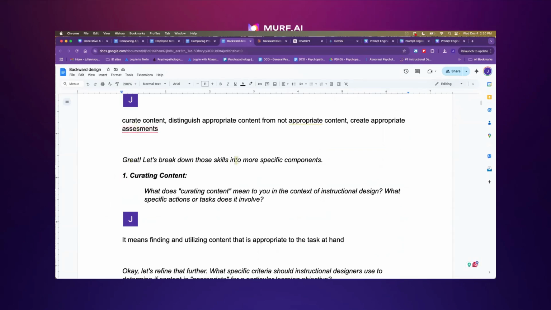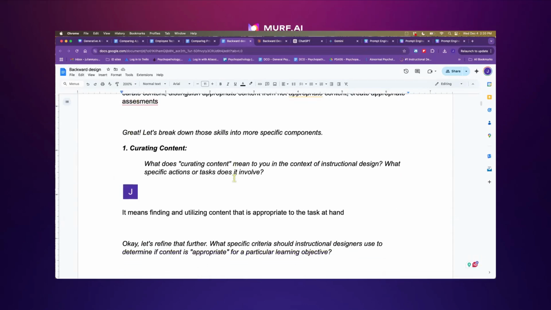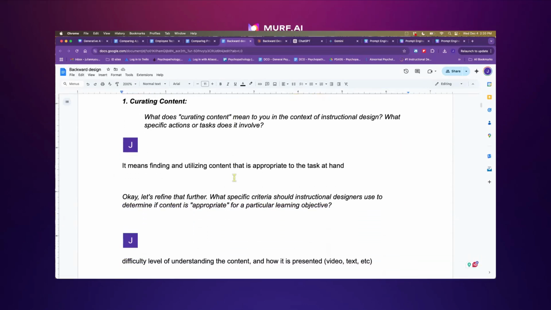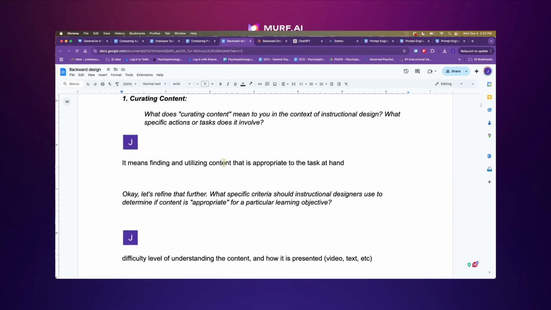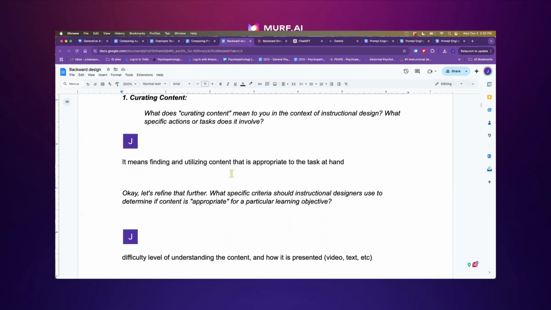It's asking me, what components do they need to know about? Curating content. And it says, well, what do you mean by curating content, Juliann? Because I might think of something different. And so I have to give it that boundary and say, for me, it means finding and utilizing content that's appropriate to the task at hand. So we really have to operationally define what we mean there.